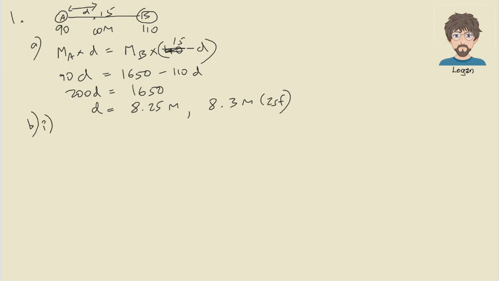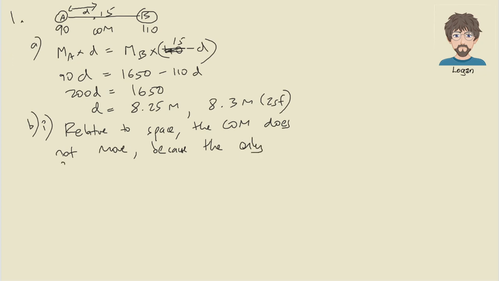Part B1. A starts to reel in the rope at her end. After 8.5 seconds, she's reduced the length of the rope by 5.5. What distance does the center of mass move in this time? Relative to space, the center of mass does not move, because the only force acting is inside the system. So only an internal force is acting, not any external force.